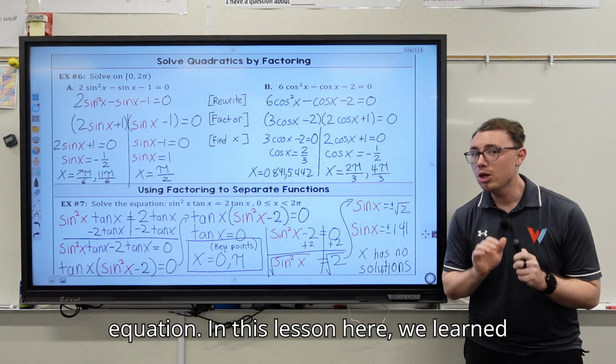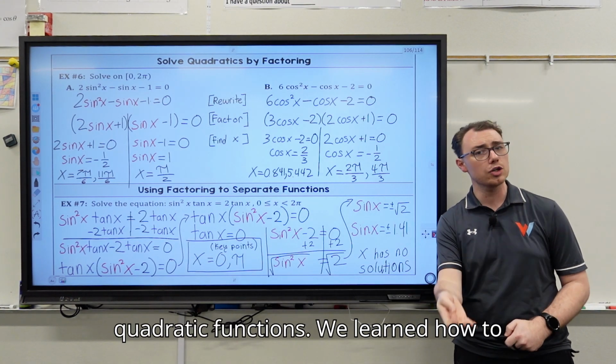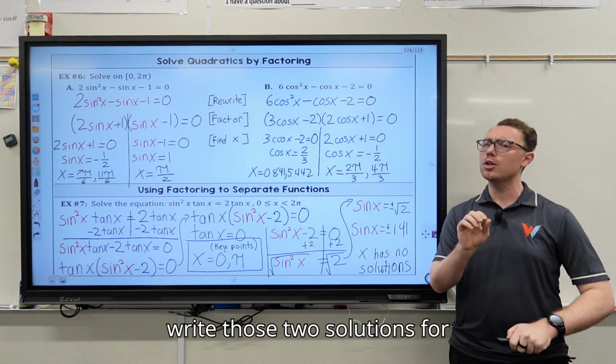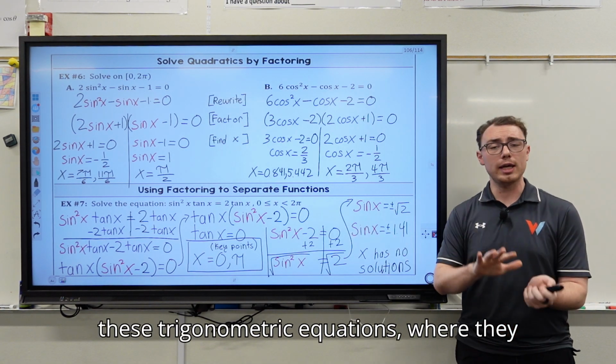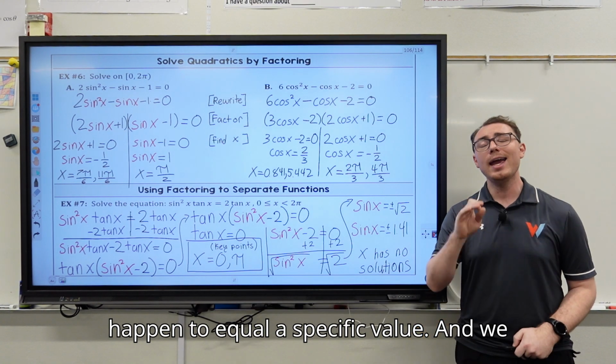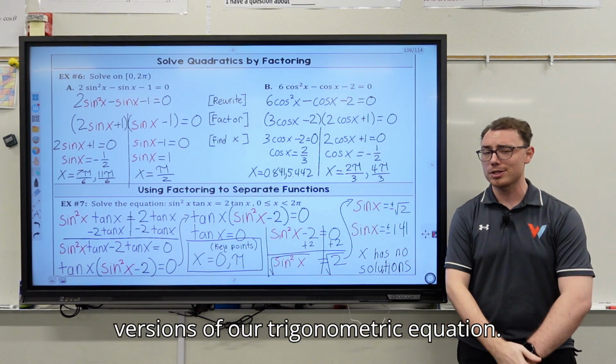In this lesson, we learned how to factor out these tangent equations by treating them very similar to quadratic functions. We learned how to write those two solutions for these trigonometric equations where they happen to equal a specific value, and we discovered how to find these factored versions of our trigonometric equation.